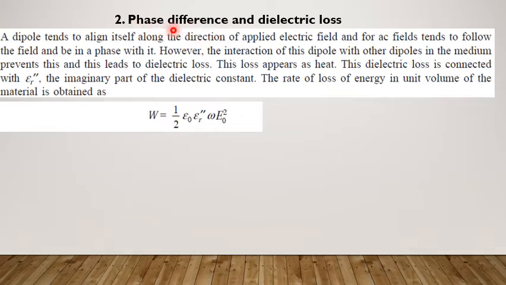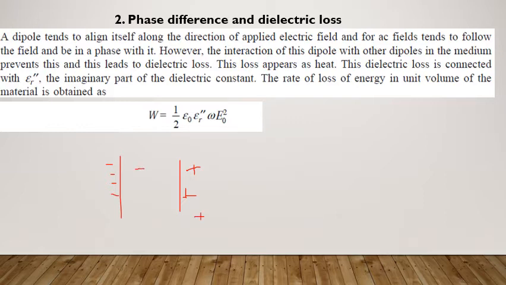In other terms which are related with the dielectric material, phase difference and dielectric loss, a dipole tends to align itself along the direction of applied electric field. How does a dipole align in the direction of applied electric field? There are two plates for application of electric field: a negatively charged plate and a positively charged plate, or electrodes.